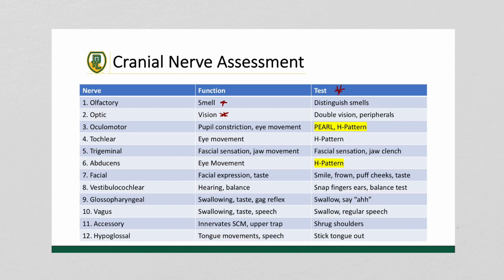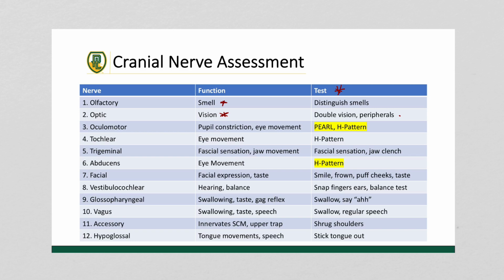For the optic nerve, what we're looking for is peripheral vision, which can be tested most often with the H pattern. You can see H pattern for optic, oculomotor, trochlear, and then abducens. For your trigeminal nerve, it's really going to be facial sensation. So you're going to touch the patient's face, the jaw area, and you're going to have them clench their teeth for motor. For facial, frown, smile, stick your tongue out at me. For vestibulocochlear, you're going to snap your fingers right near the patient's ear to see if they can hear, and then you're going to do the balance test.